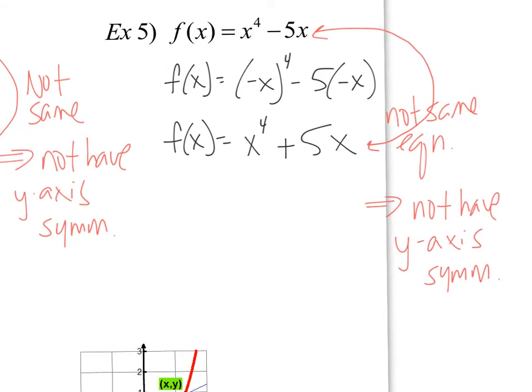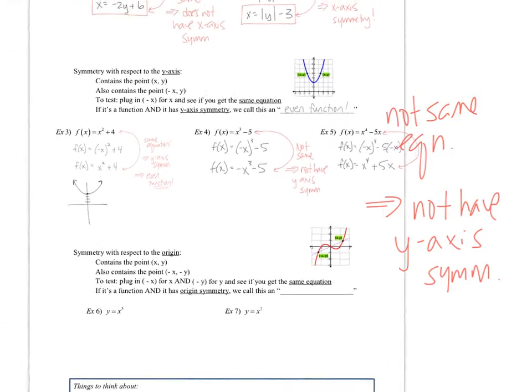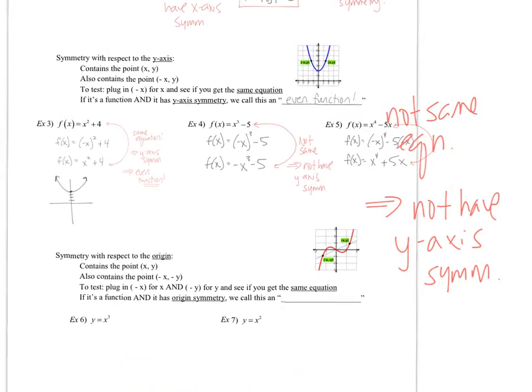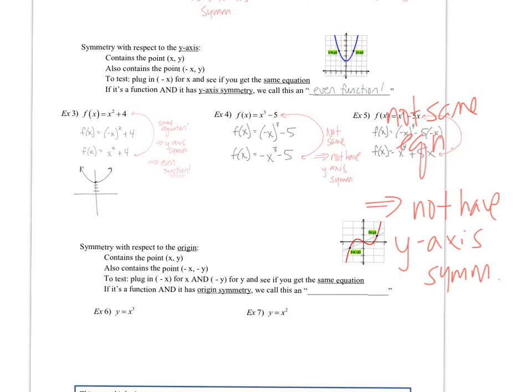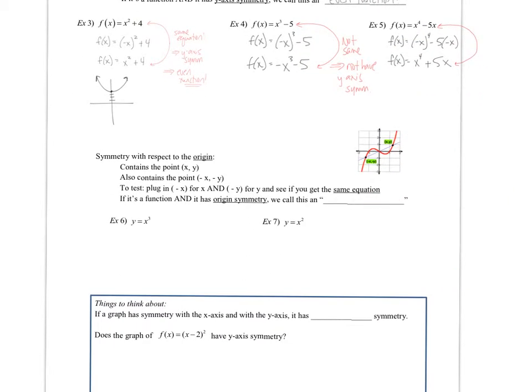But notice how the only thing that I'm doing here is this: if it does have y-axis symmetry, we call it an even function. But if it doesn't have y-axis symmetry, it is not an even function. That's only if it does. Okay. All right, technical difficulty is over.